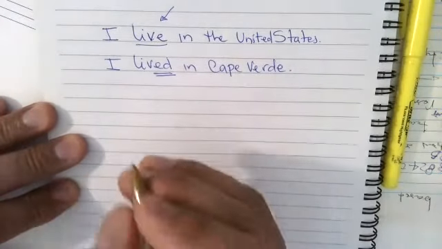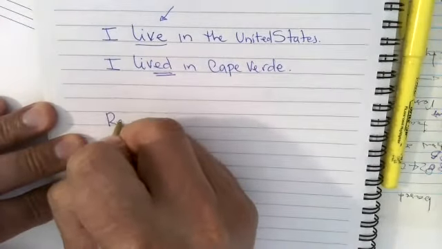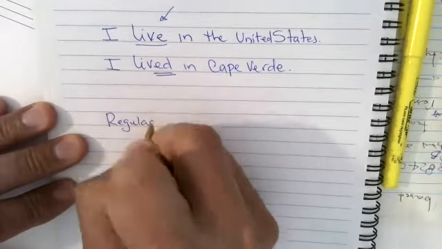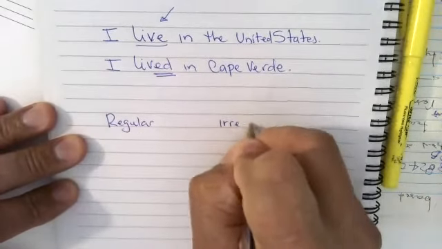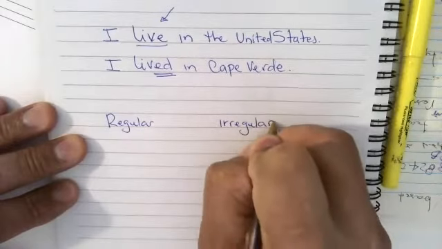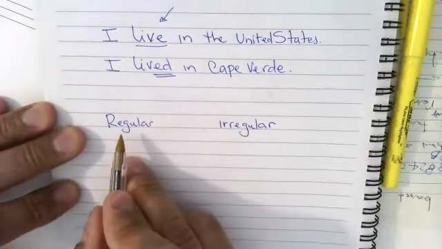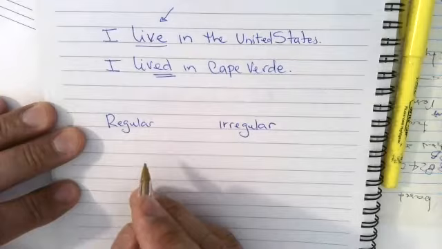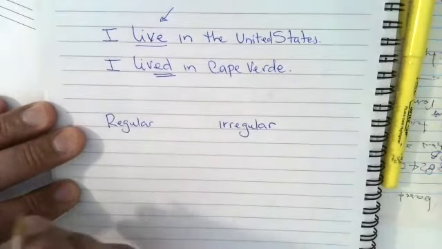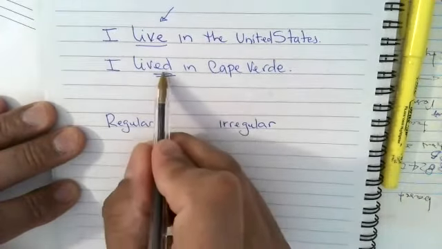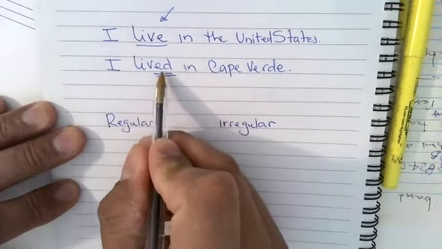There are two types of verb: regular verbs and irregular verbs. Okay? What are regular verbs? Regular verbs are verbs that when I put them in the past, I add ed to the verb.